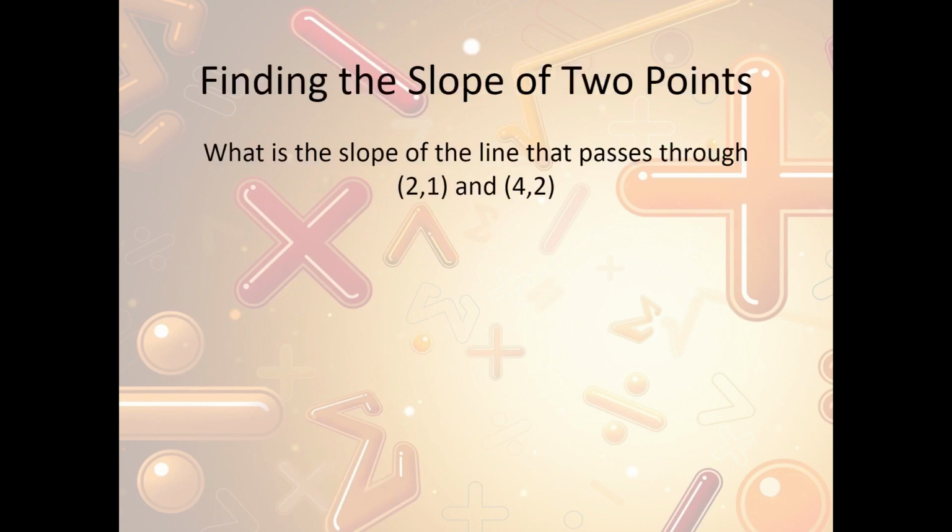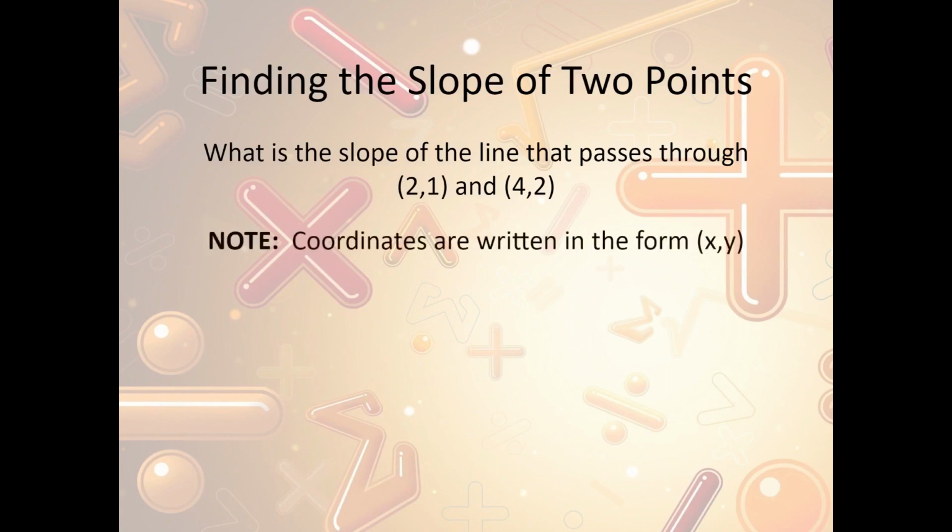Now what if I'm given 2 points and asked to find the slope? Well, first thing we need to remember is that coordinates are written in the form x and y, right? So the x goes first and the y goes second. And that slope is the change in the y over the change in the x. So what we're going to do is take these points and subtract the y values and put that as my numerator, and subtract the x values and put that as my denominator.